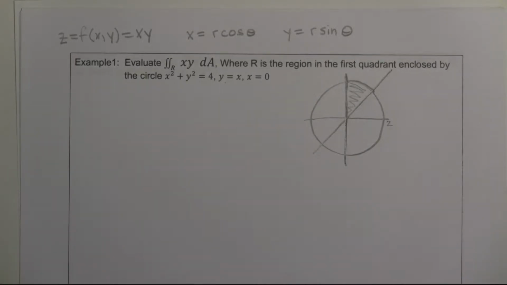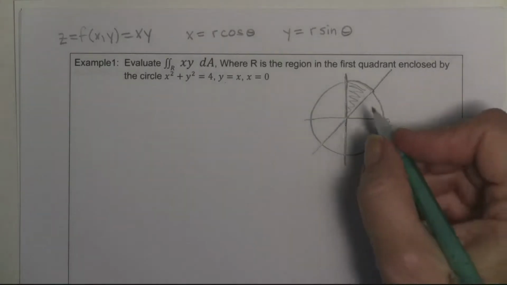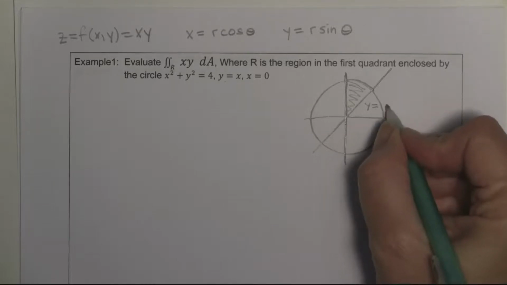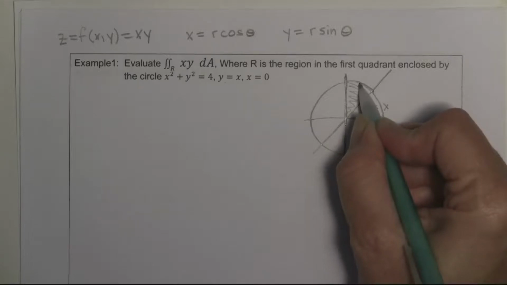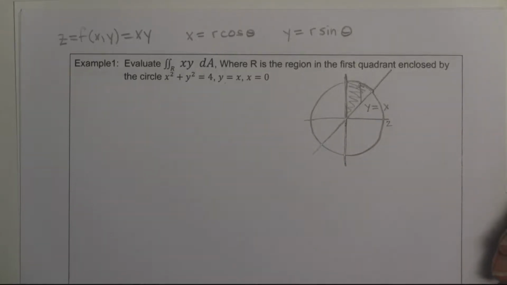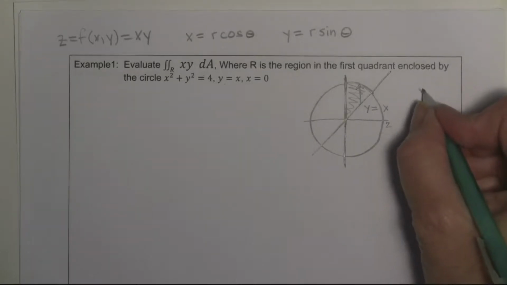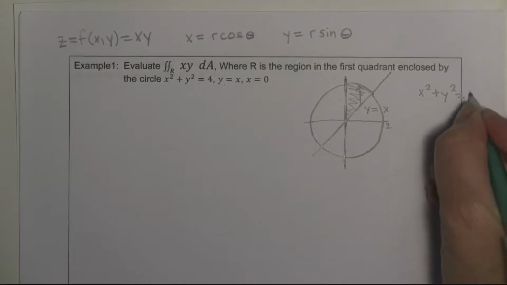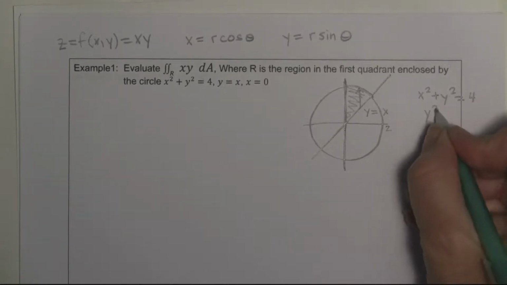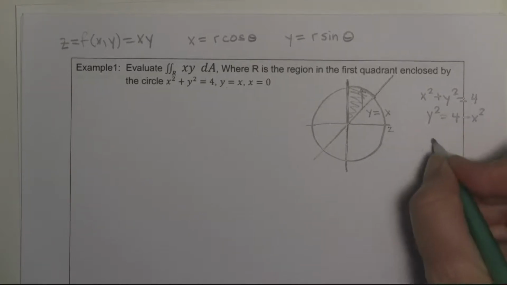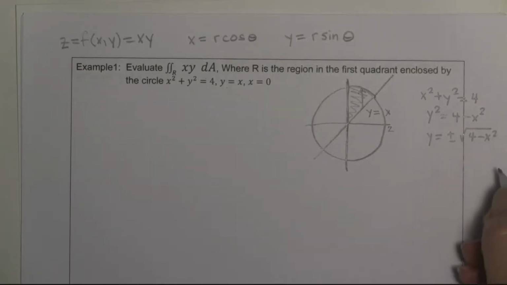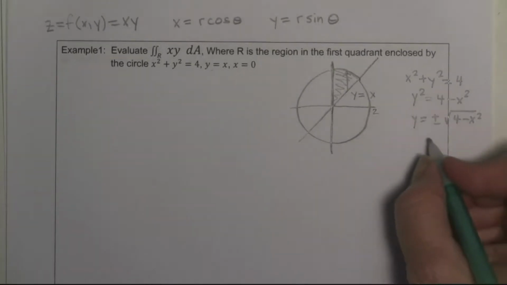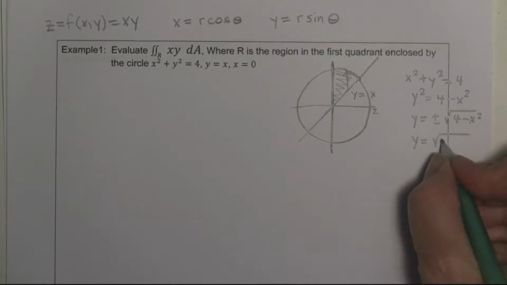Okay, so if I wanted to, and I just want to show you this, and I have room, I'll redraw it. But if I wanted to get crazy, I could say, well, this line right here is y equals x. And that's this line right here. And if I go vertically up, I'm going to be hitting that circle. And I need to solve that circle for y. So that would be x squared plus y squared equals 4. And so that would be solving for y. Y squared equals 4 minus x squared. So y equals plus or minus the square root of 4 minus x squared. And I don't have to worry about the negative because it's in the first quadrant. So y equals the positive square root of 4 minus x squared.